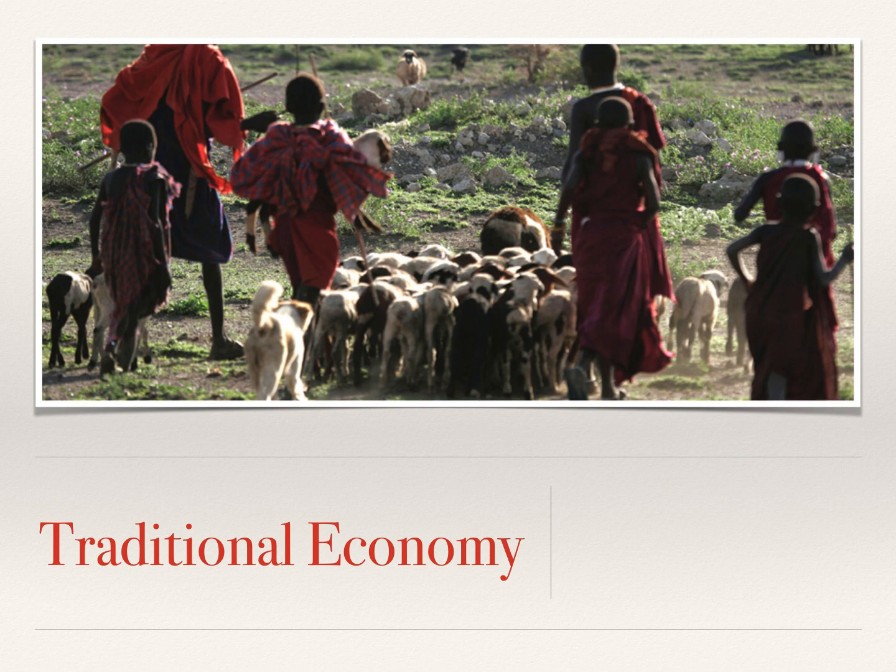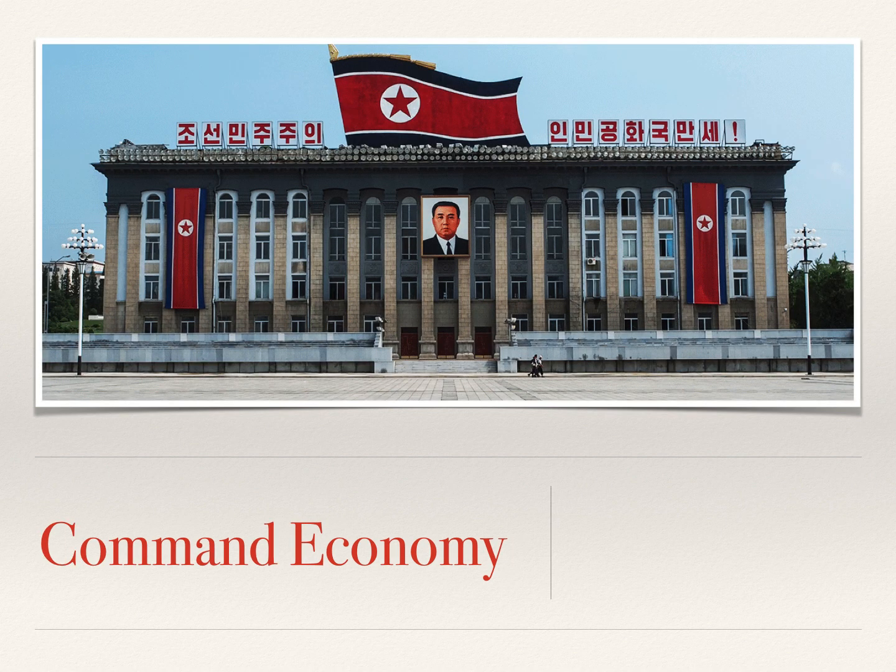Families are pretty much only having their basic needs met. So traditional economies tend to be pretty poor. A second type of economy is a command economy. A command economy is an economy where the government makes all of the economic decisions.